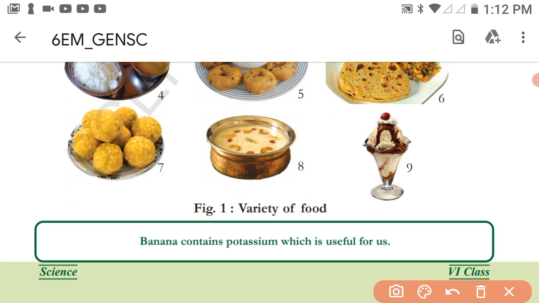Now we all know fruits, right? We all have fruits sometimes in the evenings, right? And one of the fruits is banana. We all like bananas, right? So this banana, it contains potassium. You can ask your mother about potassium. What does it contain? It contains potassium.